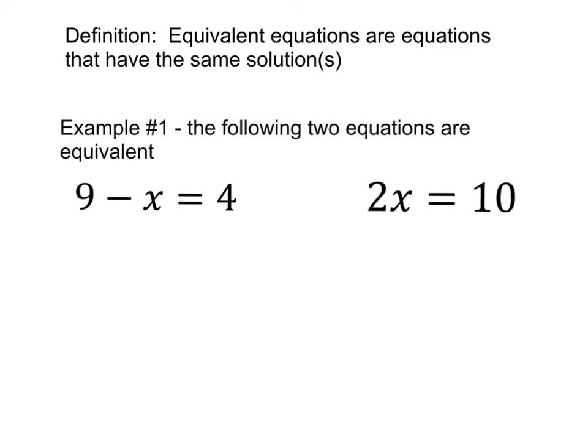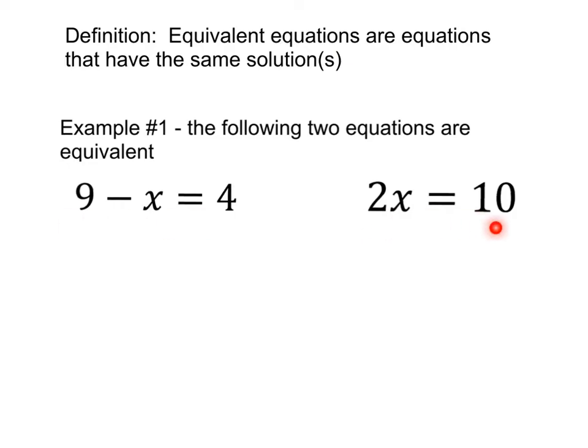Here's an example. I have two equations here, and I'm claiming that this equation, 9 minus x equals 4, is equivalent to this equation, 2x equals 10. When you first look at these two equations, they look totally different. They don't look anything alike. But let's go back to our definition. Equivalent equations are equations that have the same solution. So I'm saying these are equivalent because they have the same solution.